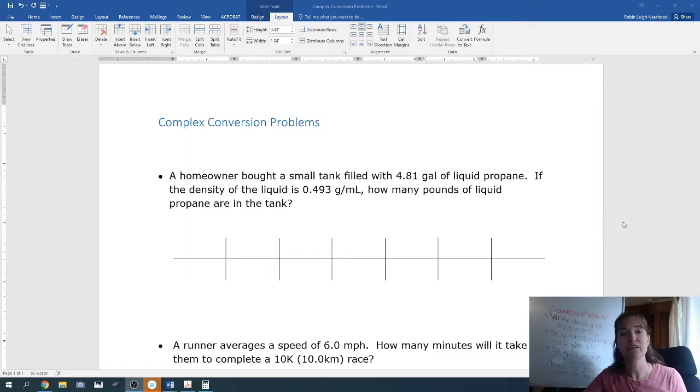So if we take a look at this first problem, you'll see that I have a homeowner and they have a small propane tank, and the propane tank contains 4.81 gallons of liquid propane. If the density of the liquid is 0.493 grams per milliliter, how many pounds of the liquid are in the tank? So if you look, you've got two numbers, and again with two numbers oftentimes people look at that and they're not sure what to do. But we always want to start with a measurement and not a conversion factor.